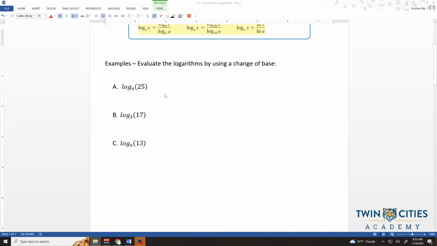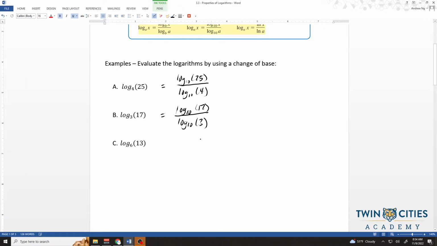Normally, we wouldn't be able to evaluate these: log base 4 of 25, log base 3 of 17, and log base 6 of 13. But now that we know that we can use a change of base, this is the same as log base 10 of 25 over log base 10 of our old base, which was 4. This one is the same as log base 10 of 17 over log base 10 of our old base, 3.